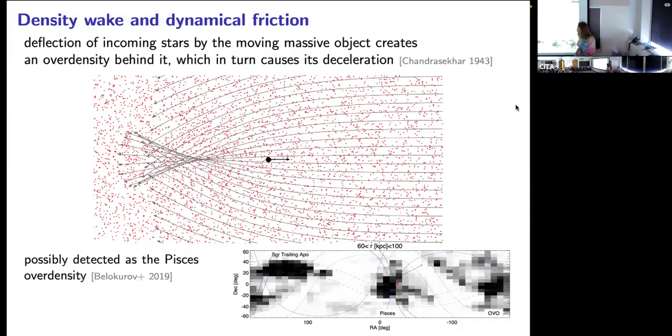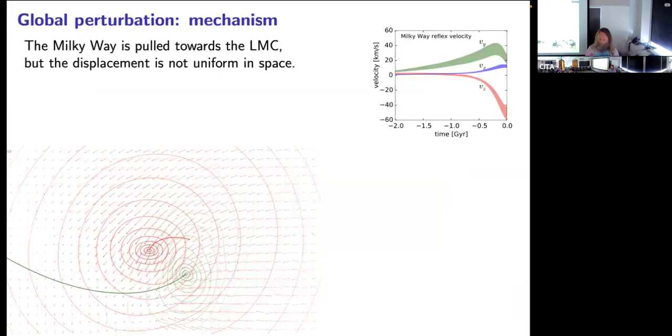And there were some indications that we see it. This wake would exist in both dark matter and stars, but we only see traces in stars, of course. It was detected as a bias overdensity. But that's not the only thing. That's the most well-known effect, but not the only thing that a massive galaxy can cause, because overall there is a deformation of the Milky Way as a whole, not just a local deformation like a wave, but a more global deformation.